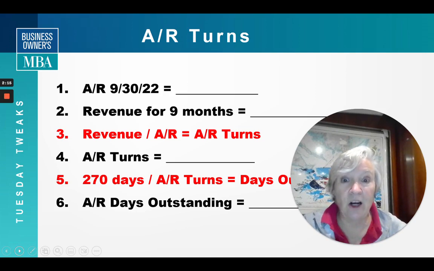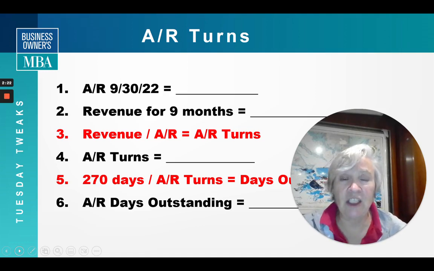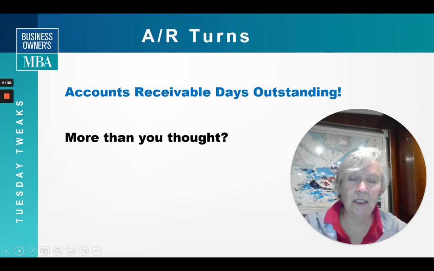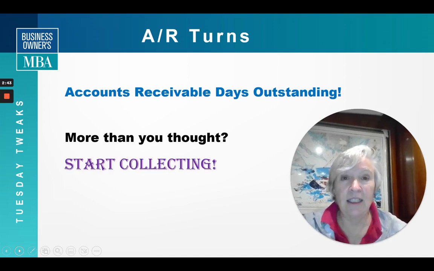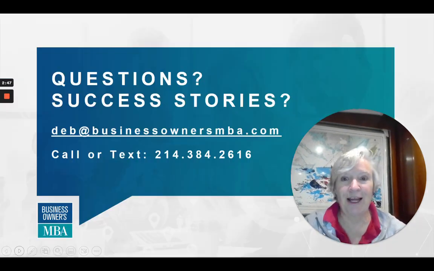So that's what your AR days outstanding will tell you. And if it's more than 30 days, if it's more than 45 days, start calling those clients and start collecting. More days than you thought. Sometimes you might have most clients on 30 days and some on 45 and some on 60. So really test this. If you know what those numbers look like, check it out and start collecting now. Get those dollars in before year end.